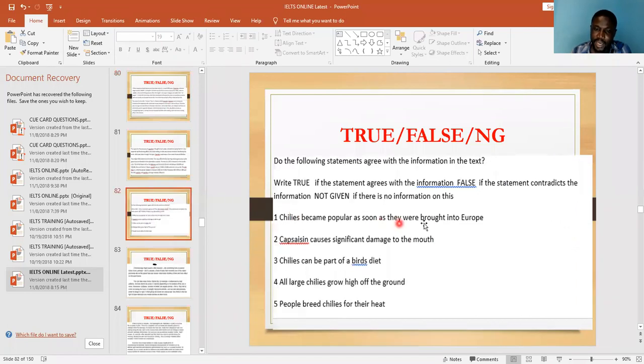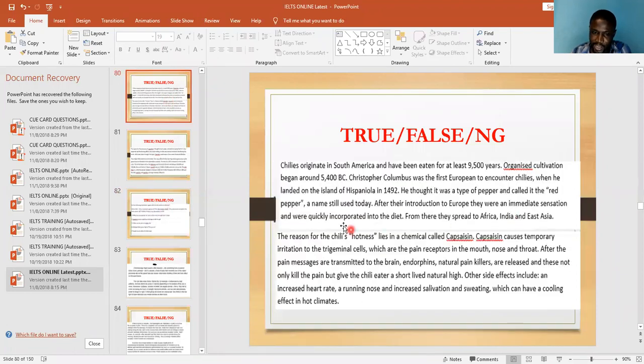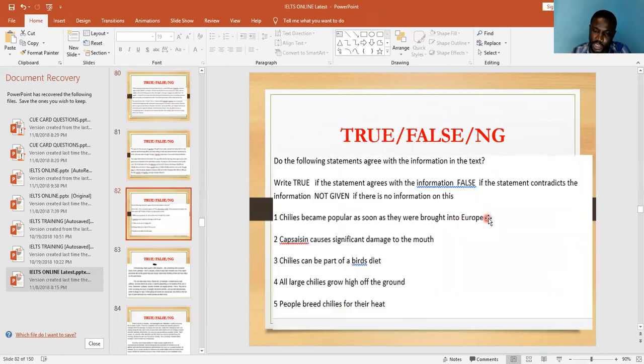Brought to Europe, this part says introduced to Europe. So we can find this statement exactly the way it is in the passage. So this question is true. It occurs in the passage just as it is in the question. So it is true.